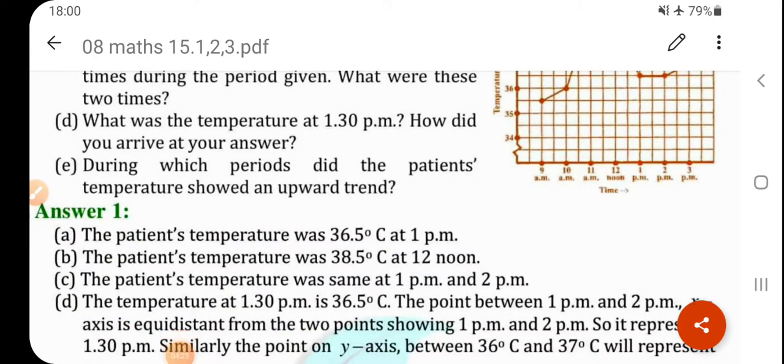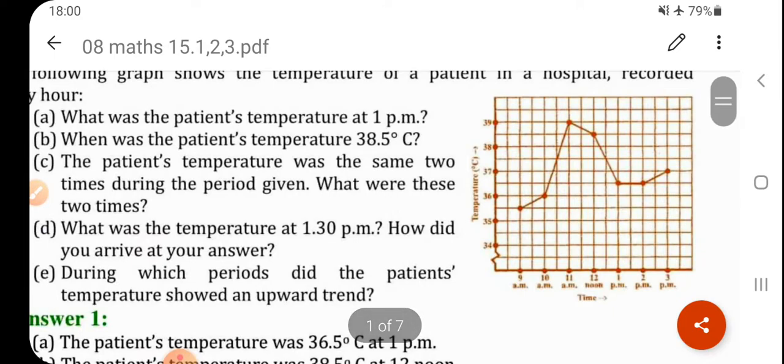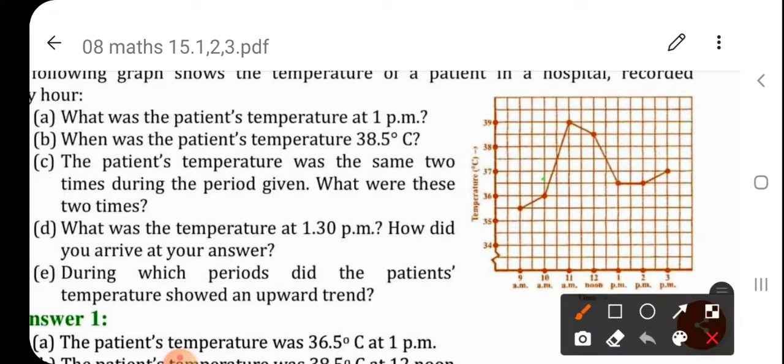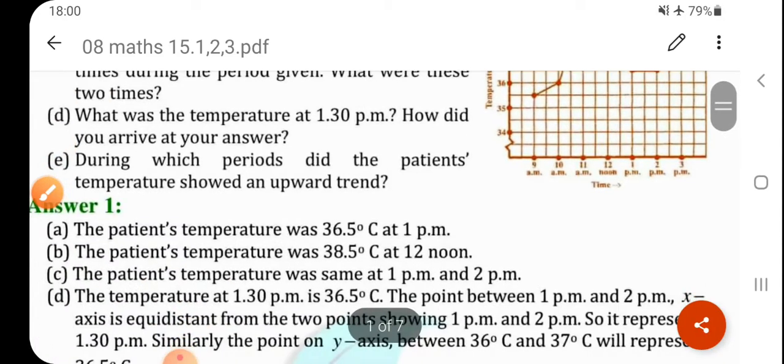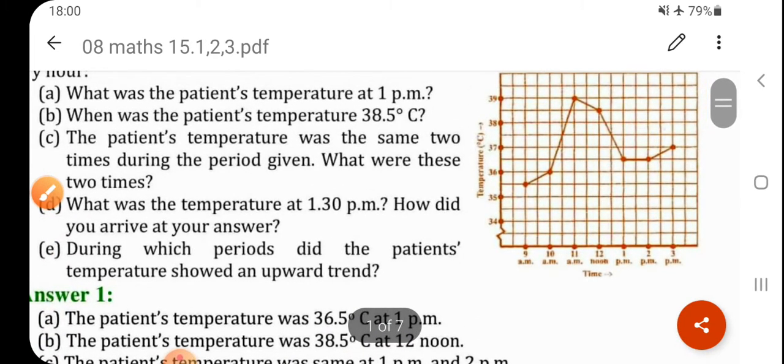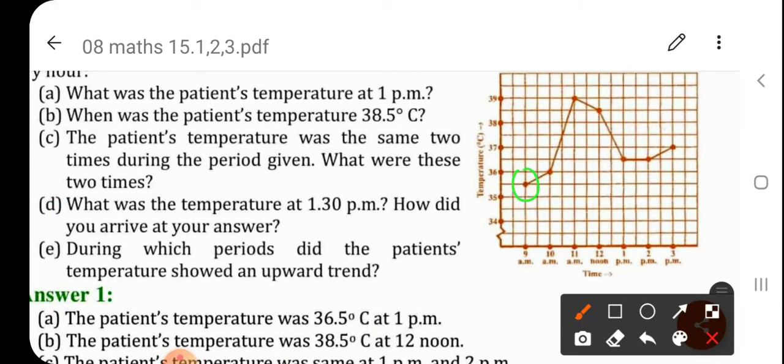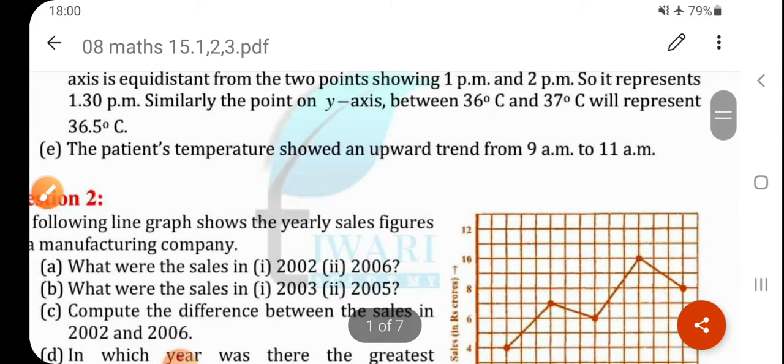E. Last one. During which periods did the patient's temperature show an upward trend? So during which period is this temperature in an upward trend? From this point to here, it's in an upward trend. So it's between 10 and 11 a.m. So what is the answer? Yes, we have to consider this one also. From 9 o'clock to 11 o'clock, it's increasing. So the answer is 9 a.m. to 11 a.m.